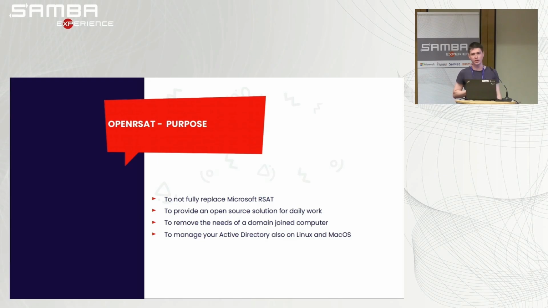And we wanted to remove the need of a machine that is joined to the domain because today, if you want to administrate your Active Directory, you need to have a machine that is joined to the domain to connect with the tools from Microsoft to administrate it. So now with OpenRSAT, you don't need to have a machine that is joined to the domain. Another advantage is that you can administrate 2 different domains with the same machine because you don't need to join both domains to start using it. And you can manage your Active Directory from Linux or macOS with a GUI tool, which is not possible yet, I think. I don't know any other tools that allow you to manage your Active Directory this way.